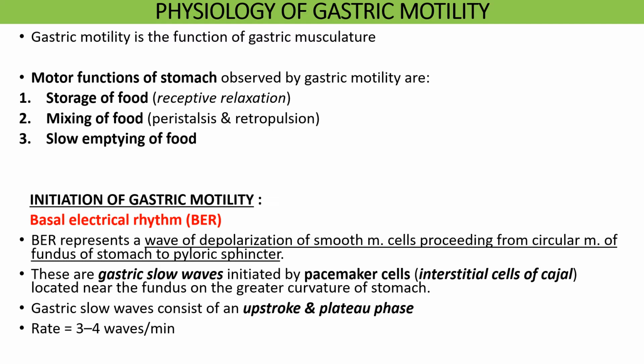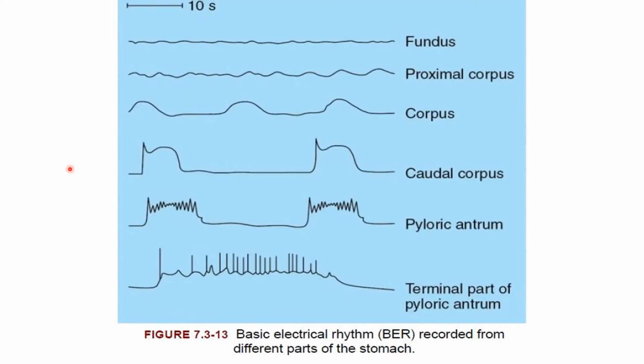These gastric slow waves are caused by the pacemaker cells known as interstitial cells of Cajal located near the fundus of the stomach. The gastric slow waves or BER consists of an upstroke and a plateau phase. Here in this diagram, you can see the basal electrical rhythm recorded from various parts of the stomach. You can notice that the rate and force of contractions of the basal electrical rhythm increases as we go from the fundus towards the pylorus, that is, from the proximal part towards the distal part of the stomach.